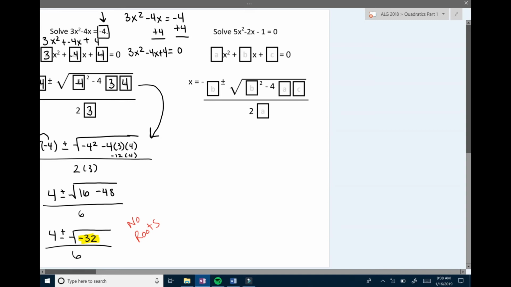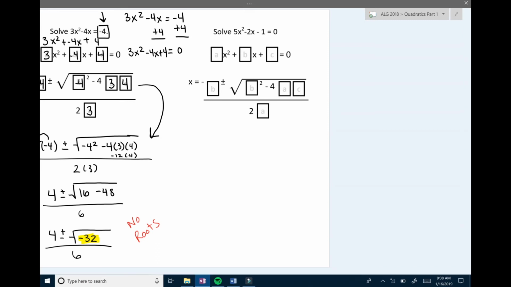Now let's go ahead and try this next one. I have 5x squared minus 2x minus 1 equals 0. My problem already equals 0. That means I do not need to do anything right now, so I don't have to do the first step we did earlier.